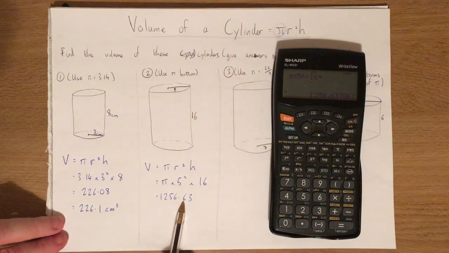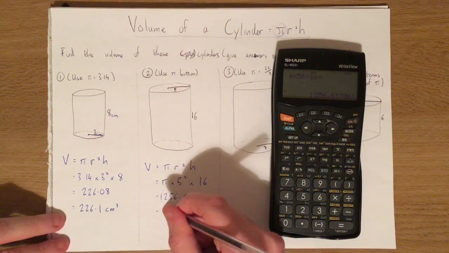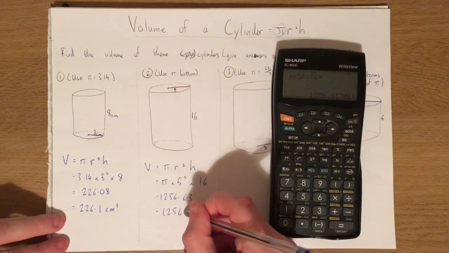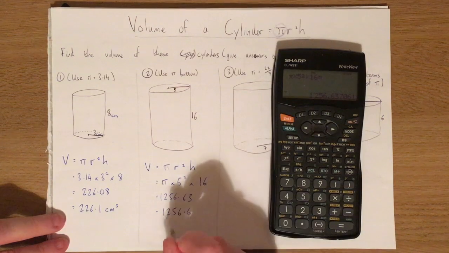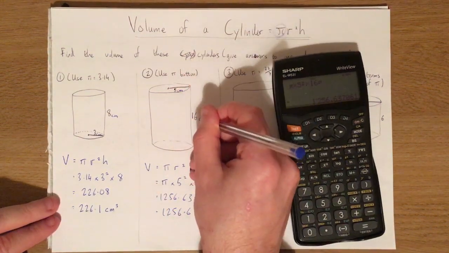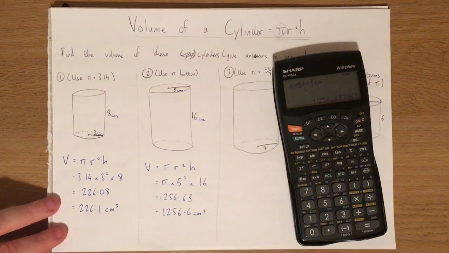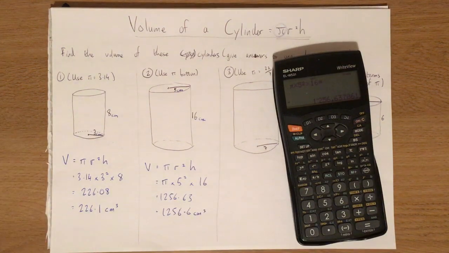And then it says 1 decimal place, so 63. What's after the 6 is 3. 3 tells you to round down, so 1256.6. Again, I'll just put in the centimeters now. So centimeters cubed for your volume. All right.